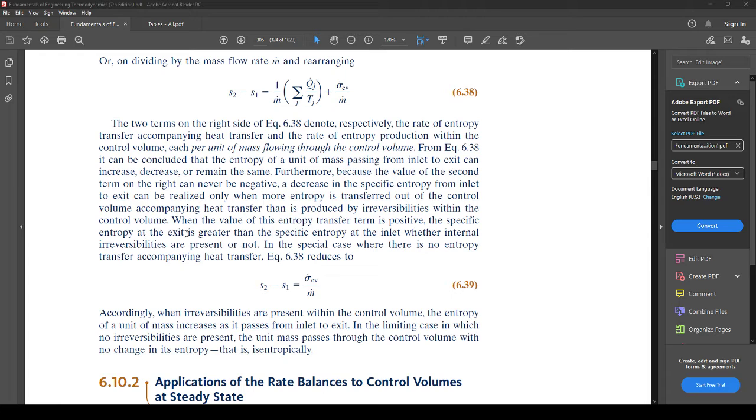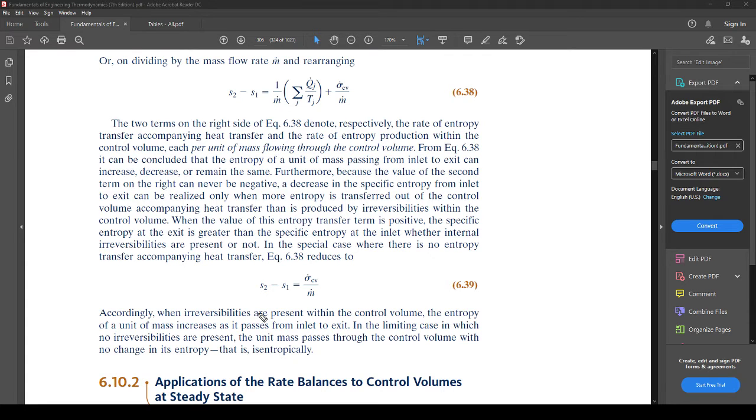And then it says, when the value of the entropy transfer term is positive, the specific entropy at the exit is greater than the specific entropy at the inlet, whether internal irreversibilities are present or not. That's what I just said. And it says, in the special case when there is no entropy transfer accompanying heat transfer, it reduces to this, which is what it reduced to before. If you guys remember that question we did, it reduced the same way. Once Q went away, the difference in entropy is only representative of this term, which is how destructive the process was, or how much disorder did we add?